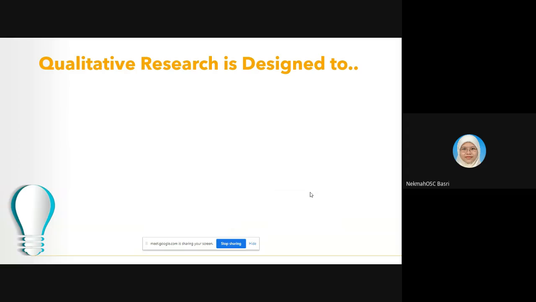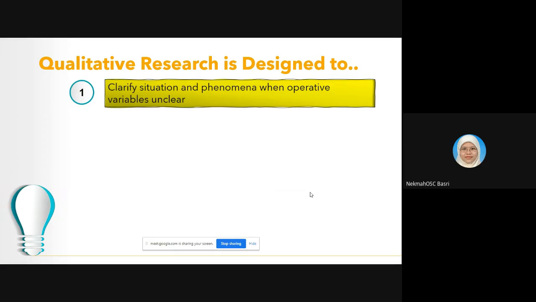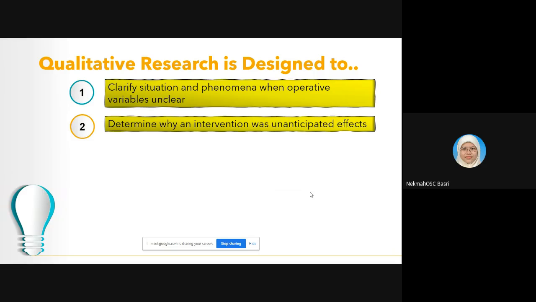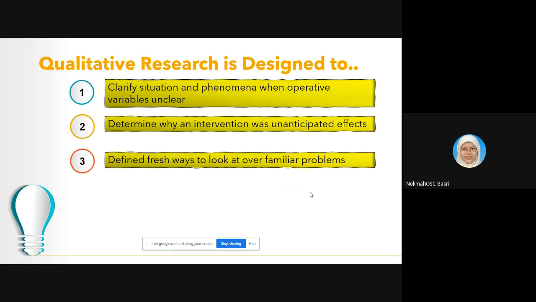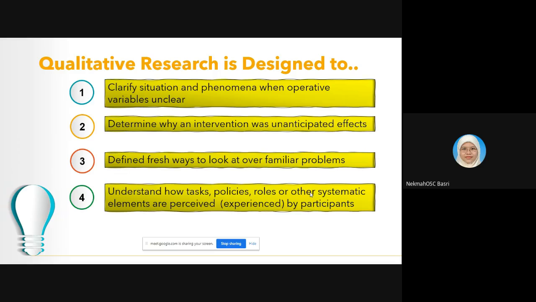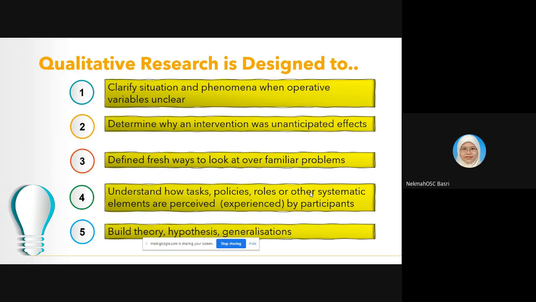Qualitative research is designed to clarify situations and phenomena when operative variables are unclear. It also determines why an intervention had its anticipated effects. Thirdly, it offers fresh ways to look at over-familiar problems and to understand how tasks, policies, roles, or other systemic elements are perceived and experienced by the participants. And finally, we build theory, hypothesis, and generalization.